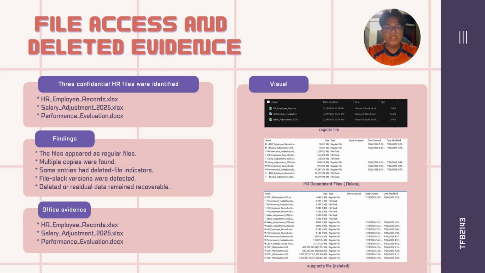File slack refers to residual data that remains in unused storage space after a file is deleted or modified. This finding indicates that the confidential documents were accessed and copied, and that some copies may have been deleted afterward in an attempt to remove traces of the activity. However, the investigation focused only on the digital evidence found, so we cannot confirm the exact intention of the user without additional evidence.